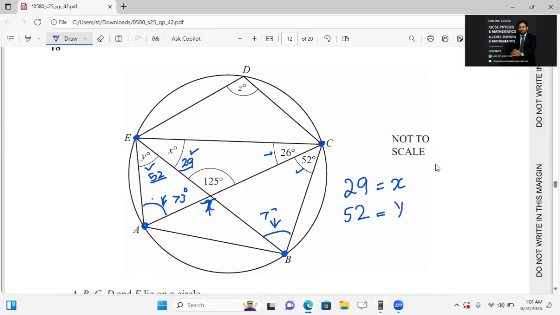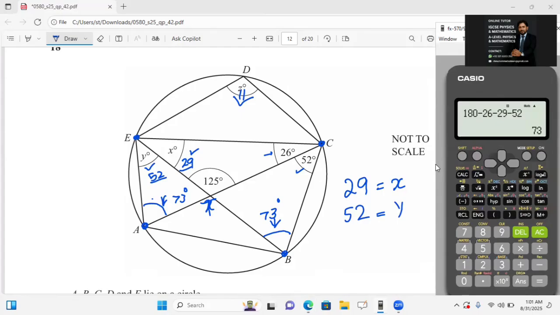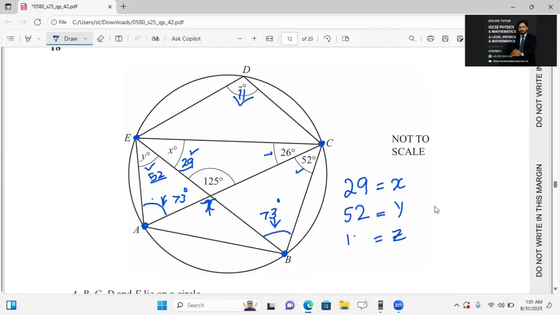Then this angle will also be 73. Then I will subtract 180 minus 73 to get my Z. 180 minus 73 equals 107. So Z is equal to 107. I think you have got the concept behind all of these values.